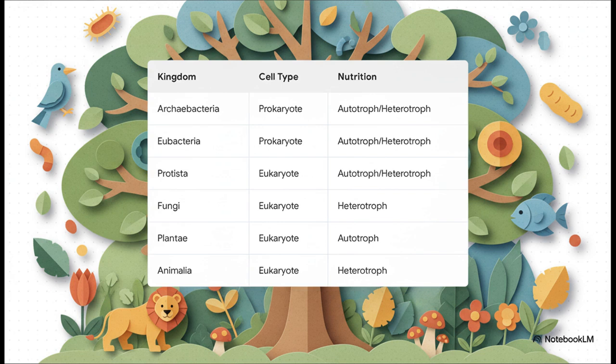All known life gets sorted into these 6 major buckets, and it's based on really fundamental stuff, like whether their cells have a nucleus, that makes them a eukaryote, or not, which makes them a prokaryote. It's one of the first big splits on the massive tree of life.